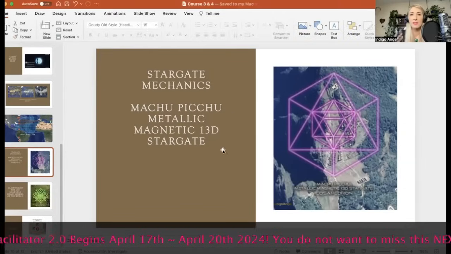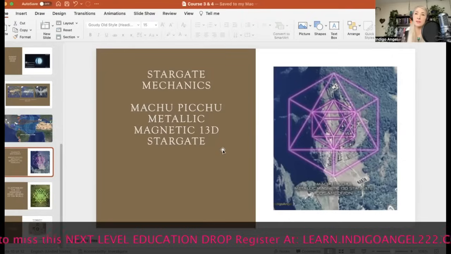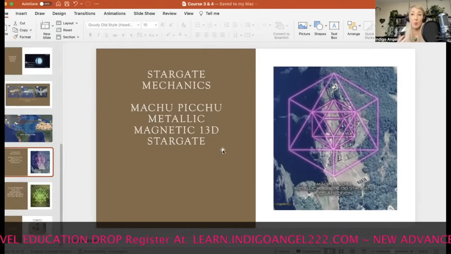This is one that I designed for Machu Picchu. I called it a metallic magnetic 13D Stargate with an icosahedron geometry. And I believe I talked about this when I was there. I put out a big update about this. But every time I go to Stargates, I always try to see into the gate system itself, to actually see the Stargate, see where it's located. How does it sit in the land? Where is it inside of the inner Earth body?